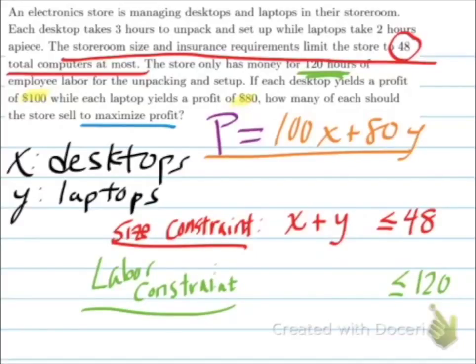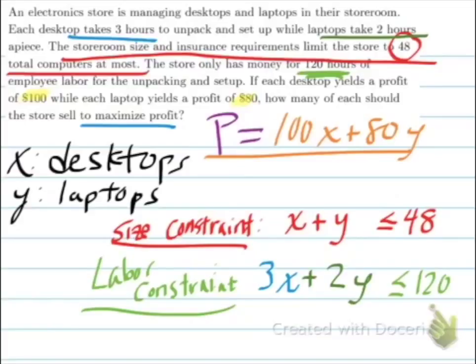Well, for every desktop that we have, every desktop takes 3 hours. So X is the number of desktops. Every single one of those takes 3 hours to set up. So if I have only one, it takes 3. If I have 2, it takes 6, and so on. Meanwhile, laptops, a little bit less tricky, it's fewer components, only take 2 hours to set up. So every laptop is a Y value. Every one of those takes 2 hours, and the total must be less than or equal to 120. So there's our labor constraint.